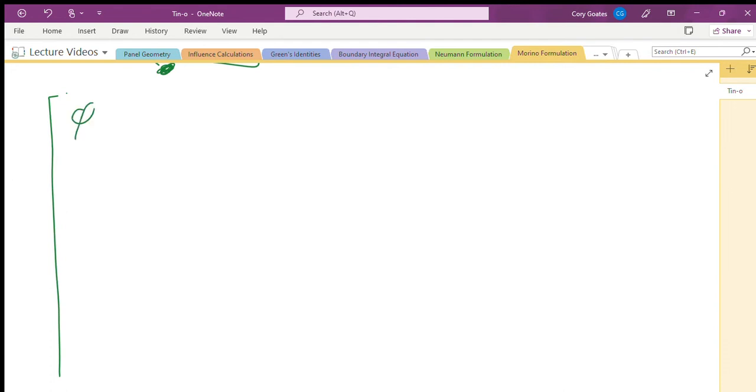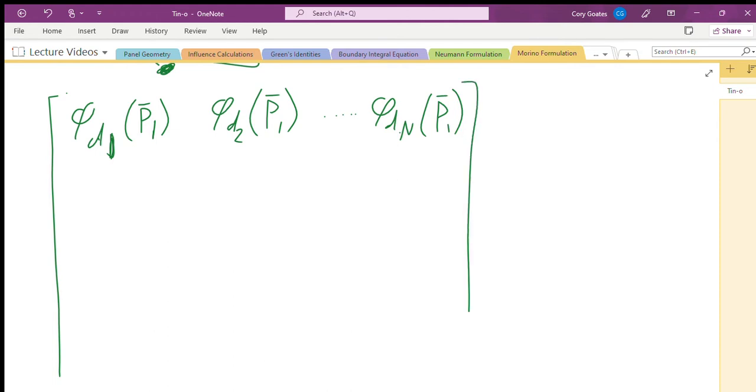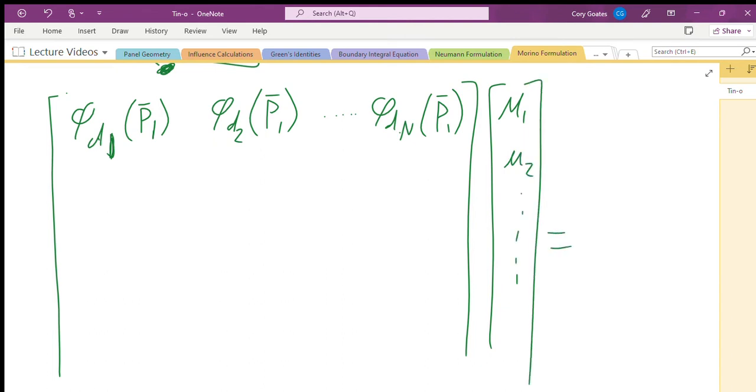we will have phi d from panel 1 on control point 1, phi d from panel 2 on control point 1, and so on and so forth, phi d from panel n on control point 1, that gets multiplied by our vector of unknown doublet strengths, and that in the end has to equal on the right-hand side the negative, oh dear, I hate it when this happens.